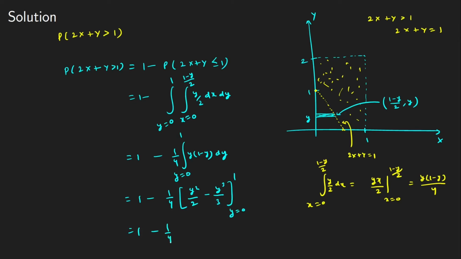So 1 by 4, when you put y equals 1, it will be 1 by 2 minus 1 by 3, and finally when you put y equals 0, it will become 0, so we are ignoring that. It will be 1 minus 1 by 6, so 1 by 24. So finally you will get the value 23 by 24. So this is the probability that 2x plus y will be greater than 1.